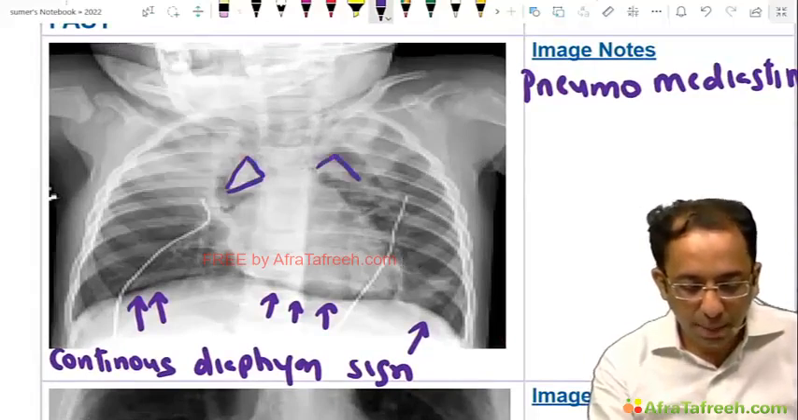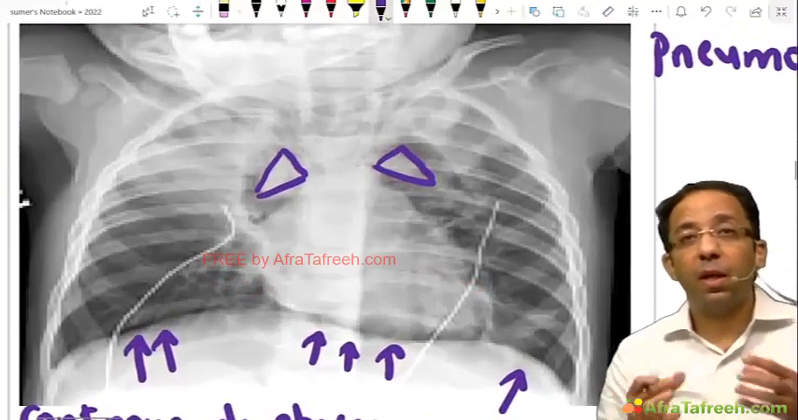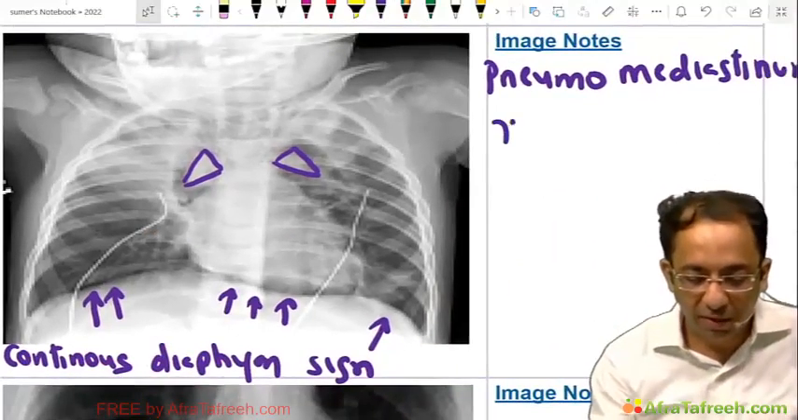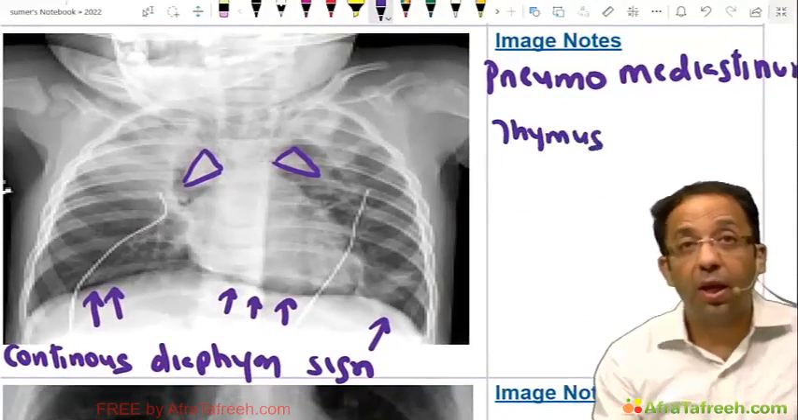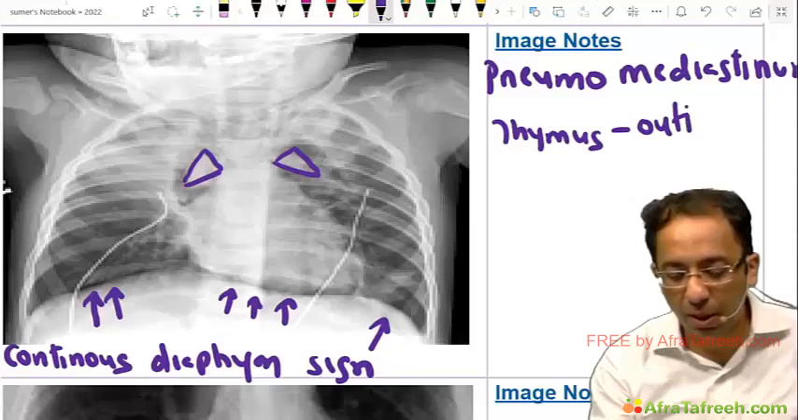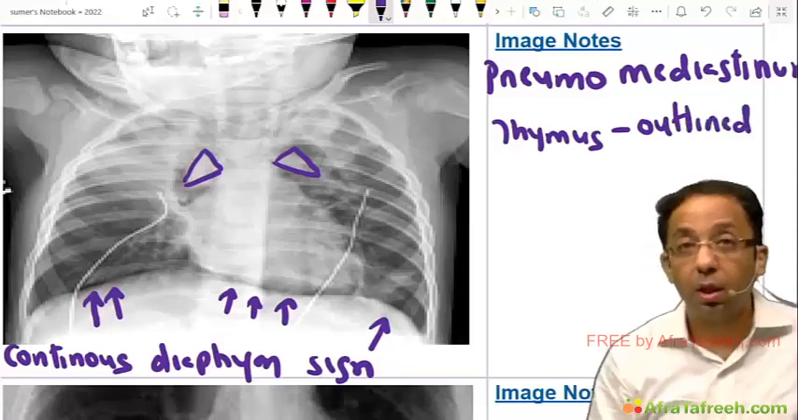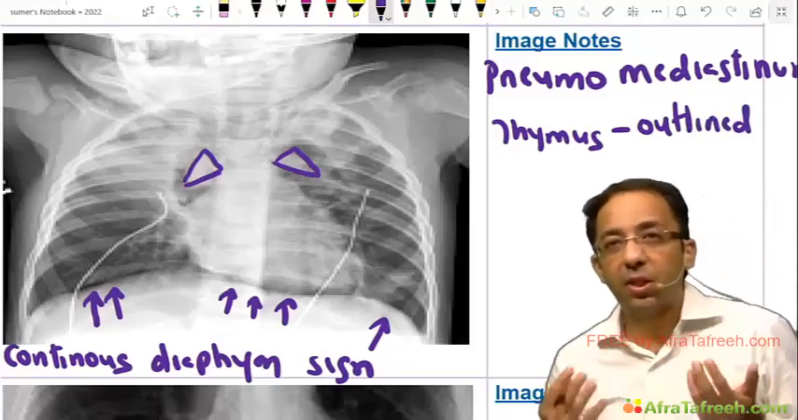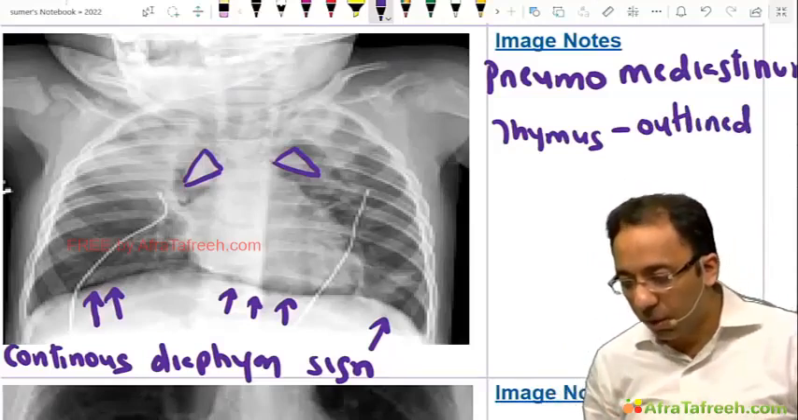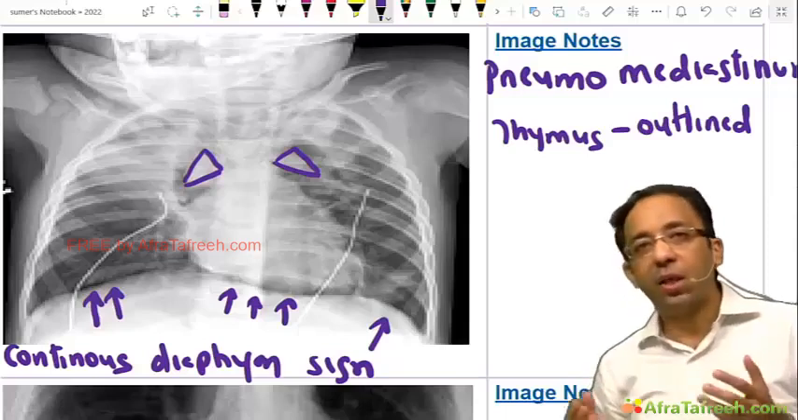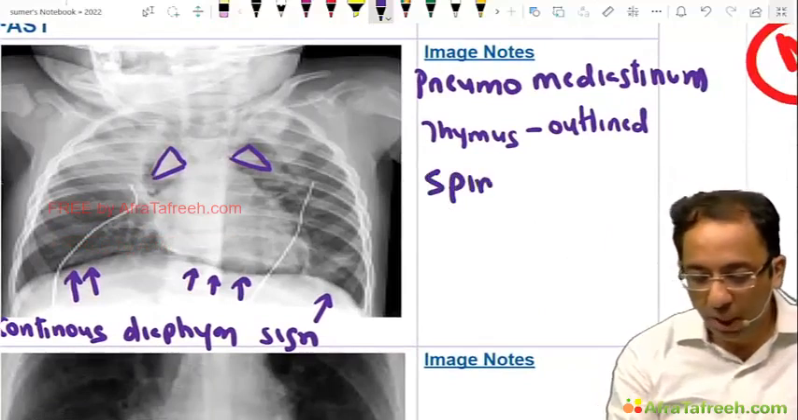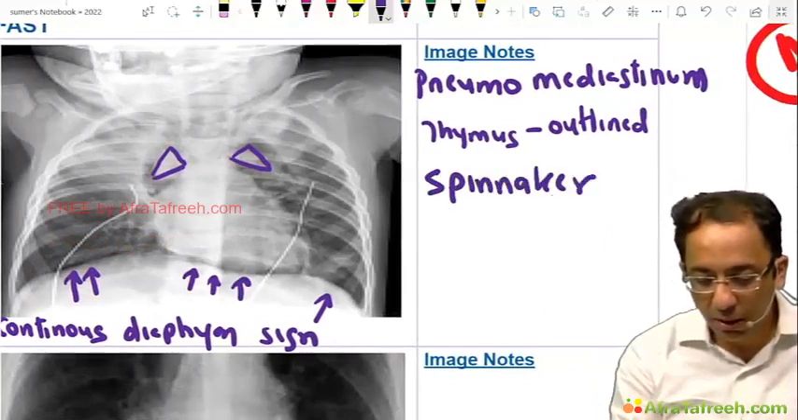And this is an X-ray of a child where you can even appreciate these white structures here. Can you see them? These are your right and left lobe of thymus. And if you appreciate, you will see it is being outlined by air in the mediastinum. Now, thymus is a mediastinal structure. If you have pneumomediastinum, that will outline the thymus, which is called the spinnaker sail sign.